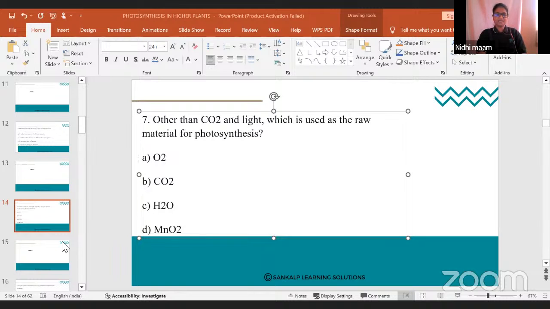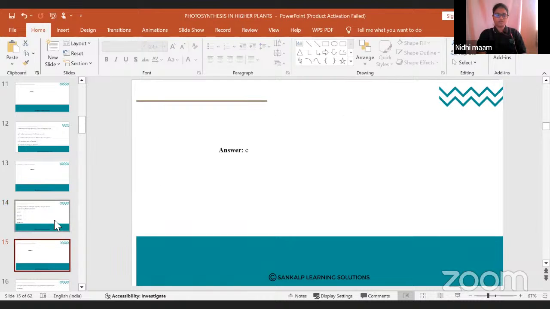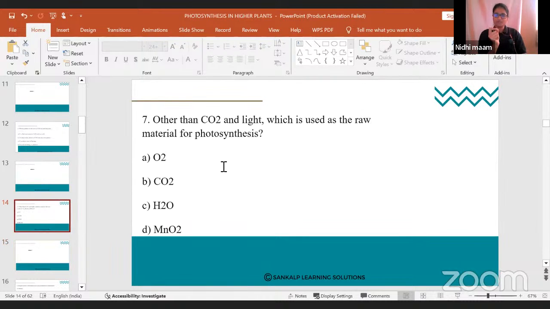So the right answer is option C, water. See here, oxygen is a product of photosynthesis. Carbon dioxide is one of the raw materials or a reactant of photosynthesis. Manganese oxide is not related to this process as a raw material. When you recall the equation of photosynthesis, it is carbon dioxide plus H2O gives glucose and oxygen. Right? This is the simple equation of photosynthesis. So carbon dioxide and water. Option C is the right answer.